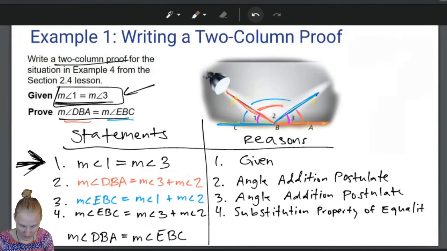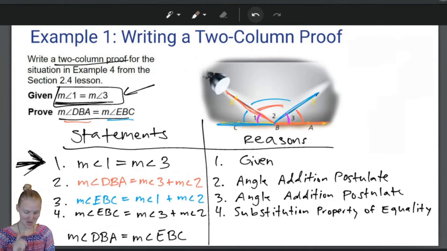Do you need to write property of equality? If you just wrote substitution, I would know what you're saying. But substitution property of equality is the official fancy name for it. But if you can just write substitution. If you're in my class, you can write substitution and I'll know what you mean.